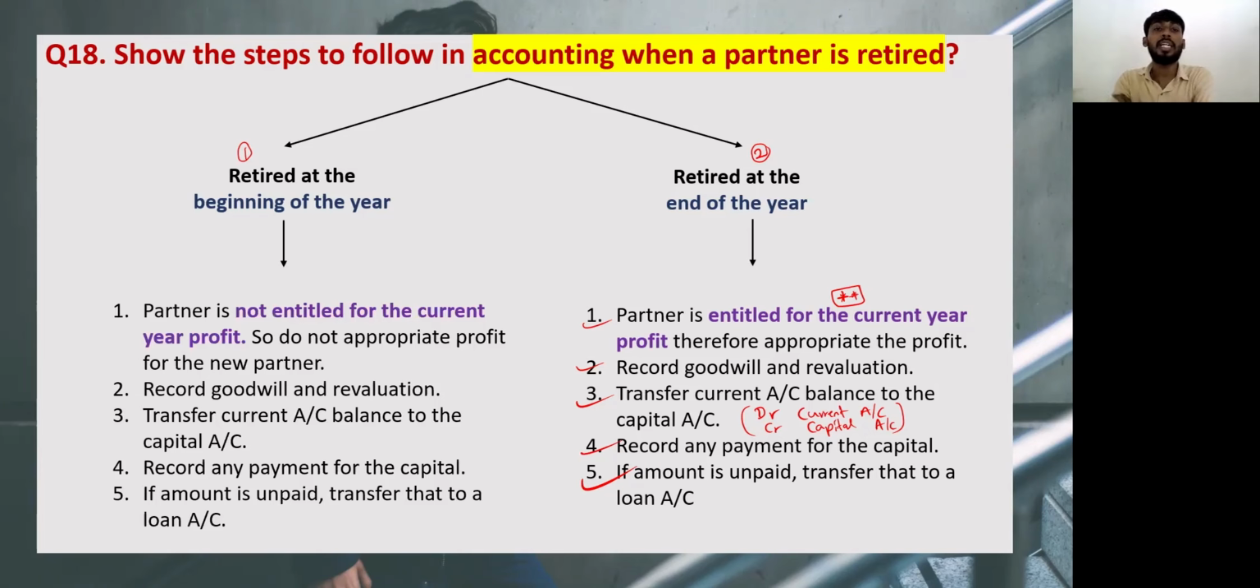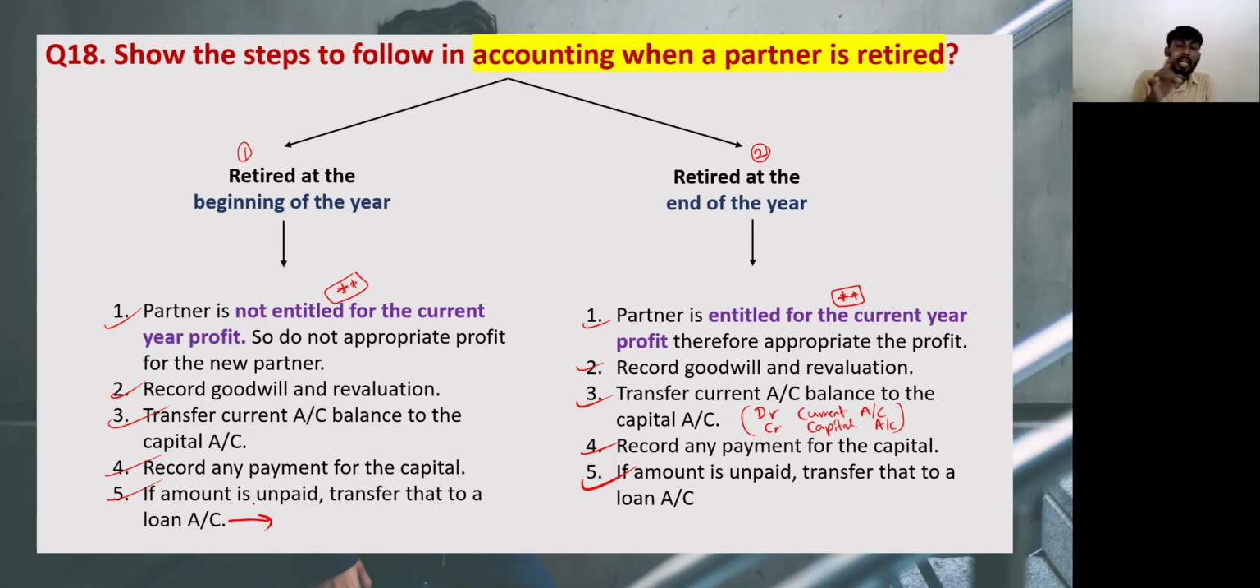When it comes to a retirement at the beginning of the year, the partner is not entitled to the profit of that year, and there is no need to appropriate profit for that partner. Then we need to record goodwill and revaluation, transfer the current account balance to the capital account, and record any payment. If there is an unpaid amount, transfer it to the loan account. We need to keep this in mind.